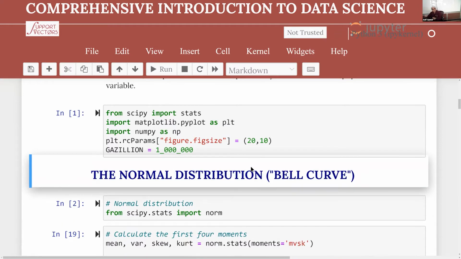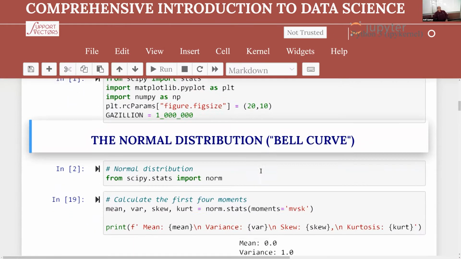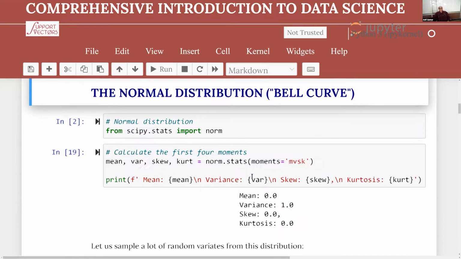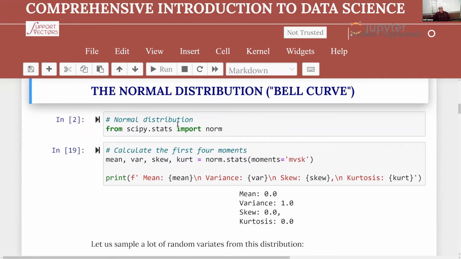So the bell curve, right? We call it normal. So how would we get the bell curve? Well, from the stats library, we import the norm object, and the norm has all of these values. If you instantiate the norm but you don't give it the mean and variance, the center of the bell curve and how fat the bell curve is, it will assume the mean is 0 and the variance is 1, right?